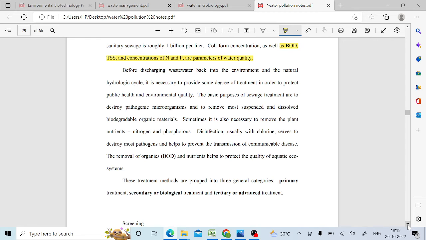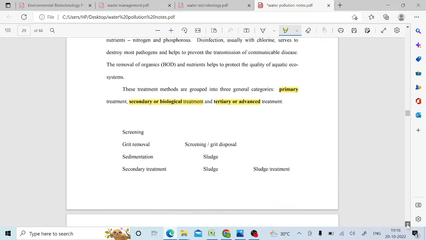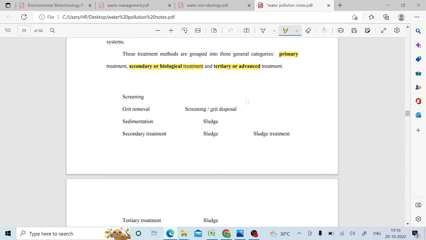When you consider the wastewater treatment methods, there are three important categories. One is primary treatment, the second one is secondary or biological treatment, and the last one is tertiary treatment. So let us go into the primary treatment. The primary treatment of the wastewaters consists of screening, grit removal, and also sedimentation.